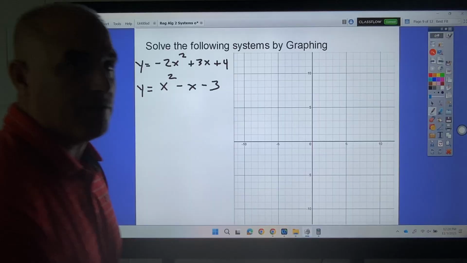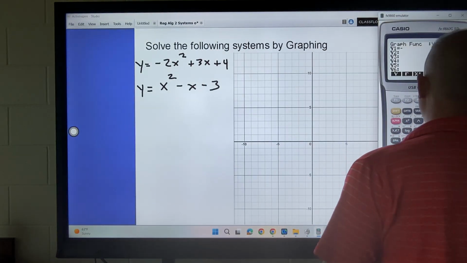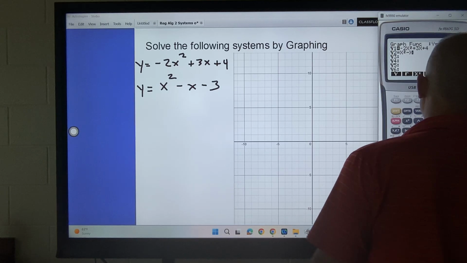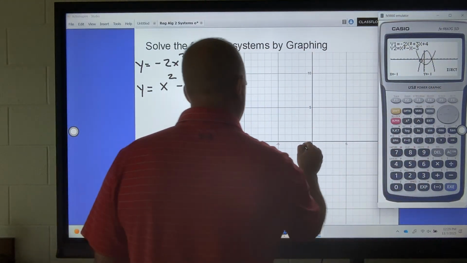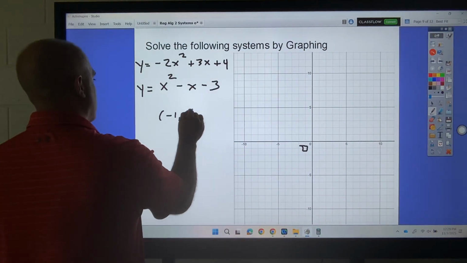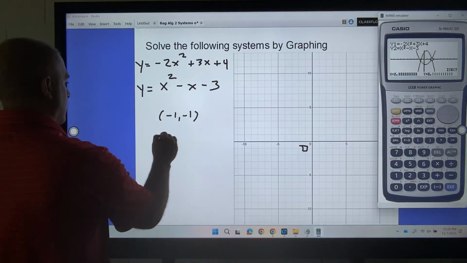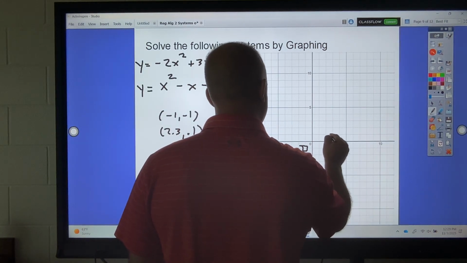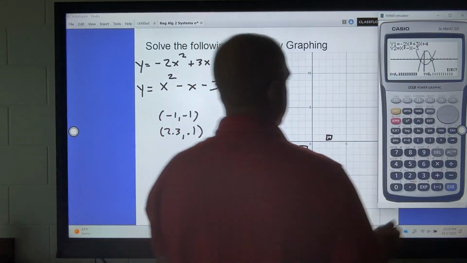Okay, so find the intersections first. Let's go ahead and do another one. All right. So I got negative 2x squared plus 3x plus 4, and I got x squared minus x minus 3. All right, so draw, G-Solve intersection. We've got negative 1, negative 1. Hit over: 2.3, 0.1. So here. Okay. So my graphs each have to go through those points.